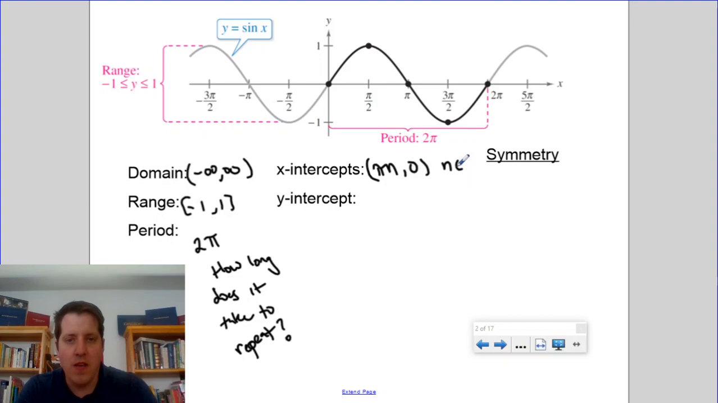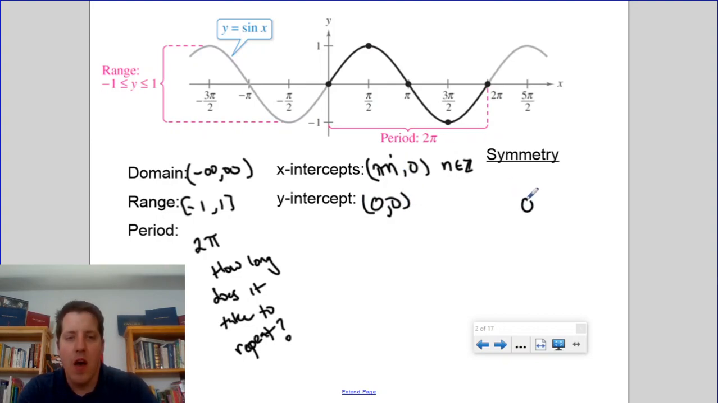Obviously, for n an element of the integers. Pi n just means any n value you pick, any integer, there will be an intercept there. So at 0 pi, at 1 pi, at 2 pi. The y-intercept is 0, 0. This graph goes through the origin.